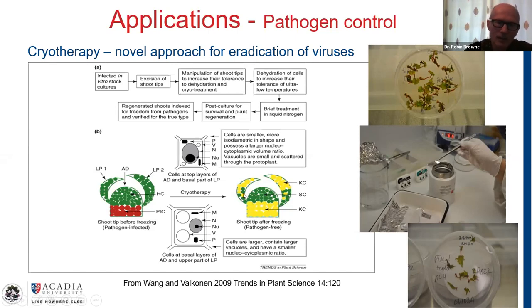The yellow cells represent the killed cells of the sample. Green cells are remaining viable, and these are the cells that will regenerate the plant material. So in theory, this liquid nitrogen treatment preferentially eradicates the virus-infected cells.